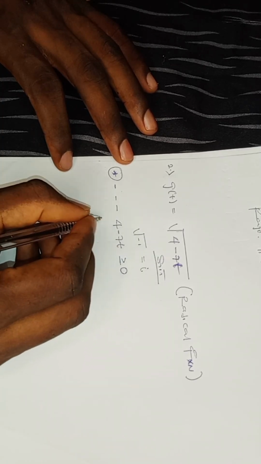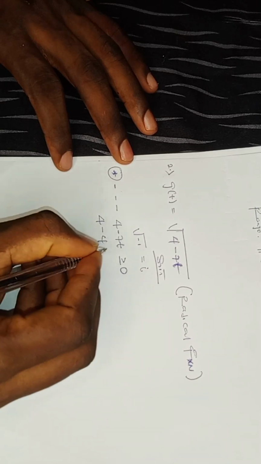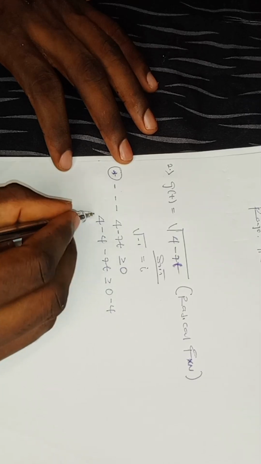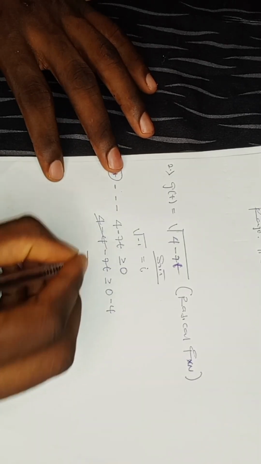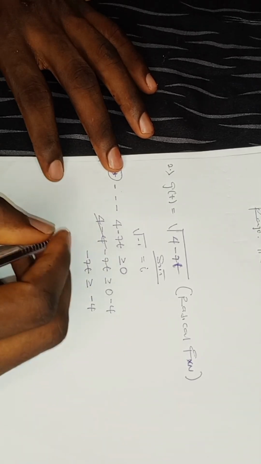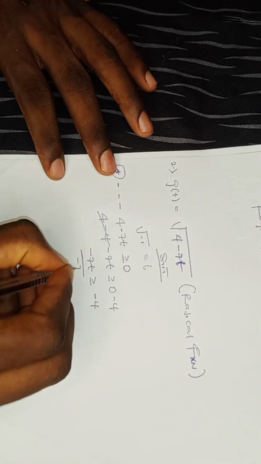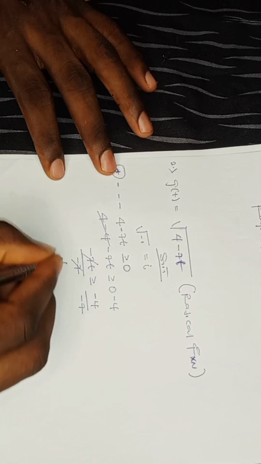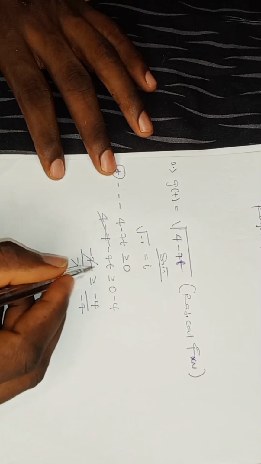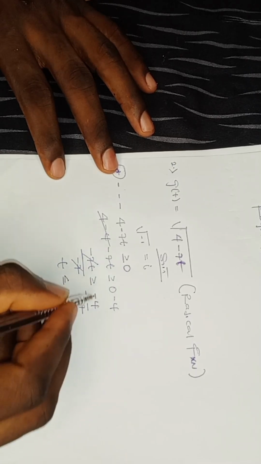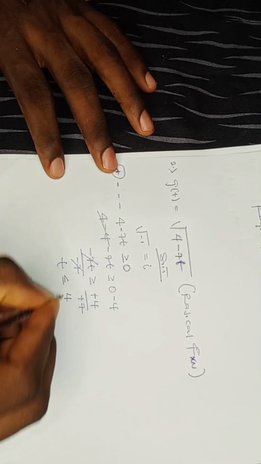So what's it going to be? We're going to have 4 minus 4 minus 7t greater than or equal to 0 minus 4. So 4 minus 4 gives you 0. What do you have remaining? Minus 7t greater than or equal to 0 minus 4, which gives you minus 4. So what's the next move to take? It is to divide both sides by minus 7. Minus 7 will cancel minus 7, and I will have t remaining here. But because I divided by a negative, my sign will change from greater than or equal to less than or equal to. Minus will cancel minus. What do I have remaining? 4 over 7. So this becomes my domain.